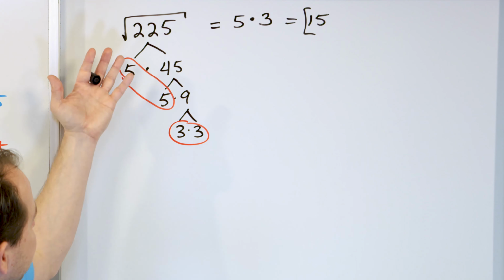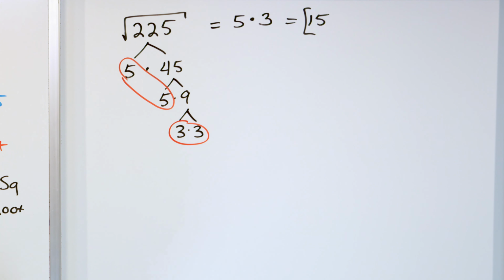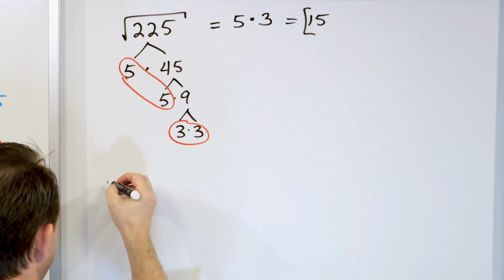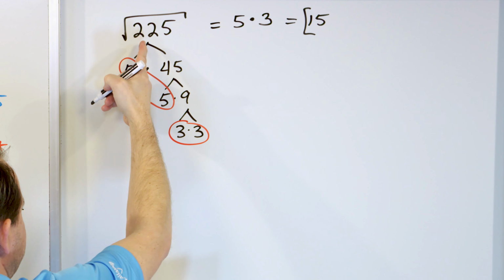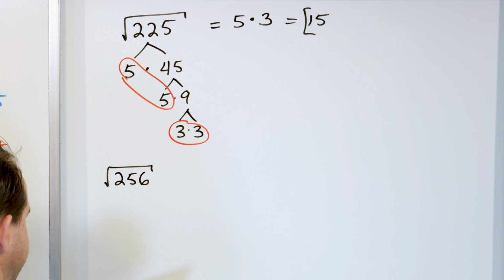So it doesn't matter. Build your factor trees, look for pairs, and you will always get the right answer. All right? Because 15 squared is 225. So let's look at one that's a little more complicated than that. Let's go over here and say, instead of 225, let's say 256. What's the square root of that?